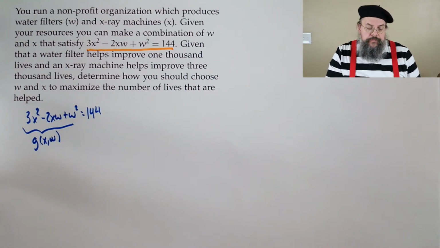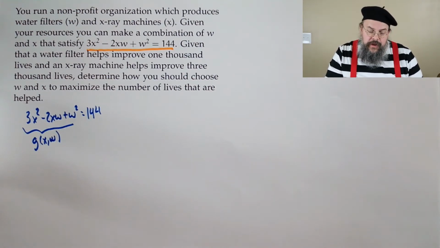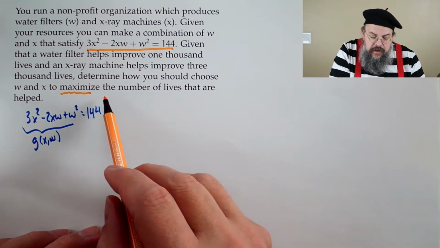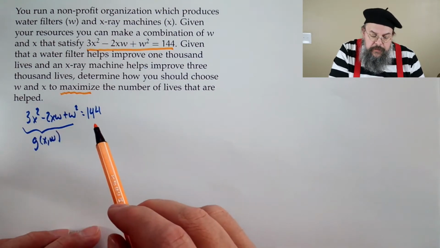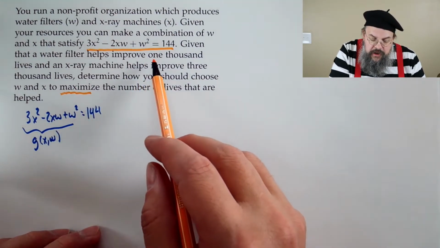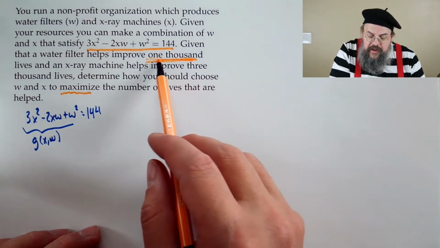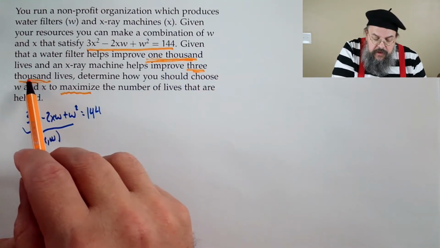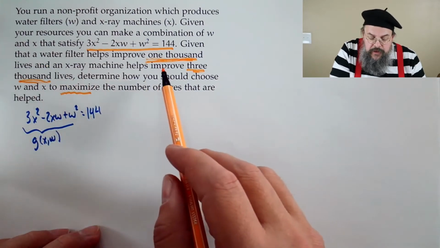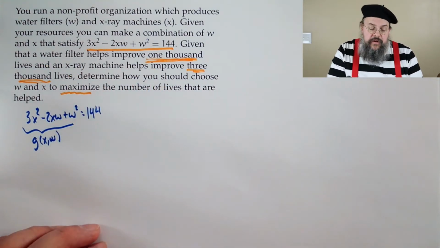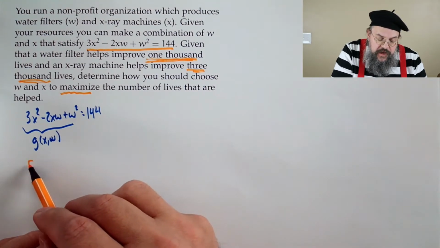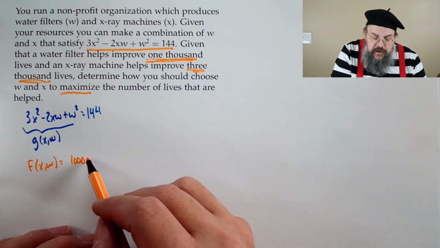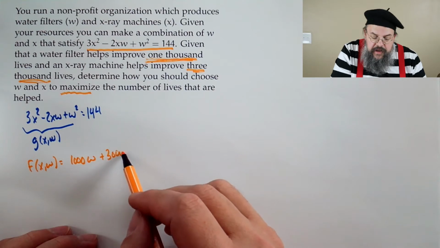All right, great. Well, what are we optimizing? Well, we look for things like maximize. Okay, that tells us what we need to optimize. And it says the number of lives that are helped. Okay, well, how many lives are helped? Well, it says 1,000. Ooh, see, they were very fancy, and they wrote out numbers. So there's 1,000 for water filters, and for X-rays it's 3,000. So we can say our function that we're trying to optimize is 1,000 W plus 3,000 X.